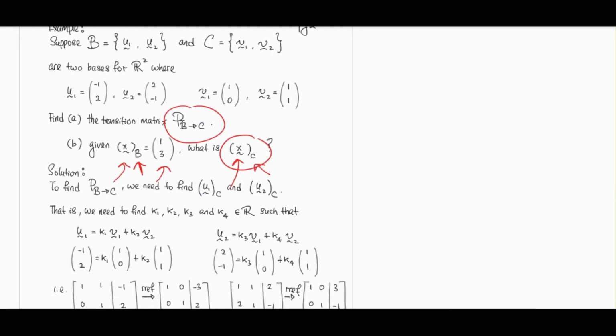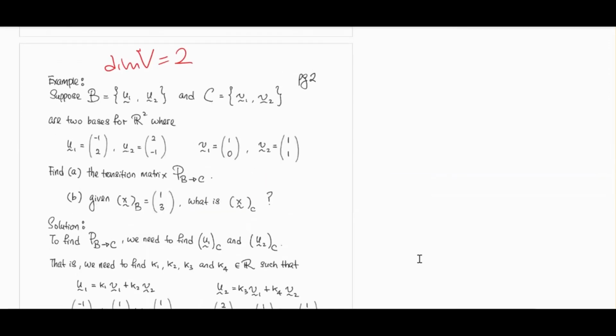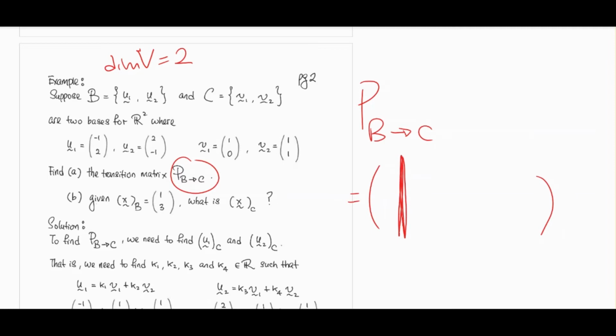Let's look at how we find the transition matrix. So the transition matrix P, B to C. What do we need to do? Well, we need to take some vectors, find their coordinates, and place them as the first column right here, and then do the same thing on the second column. So what should go into the first column? This is our starting basis.